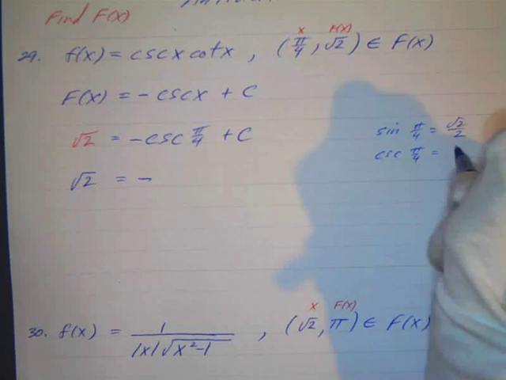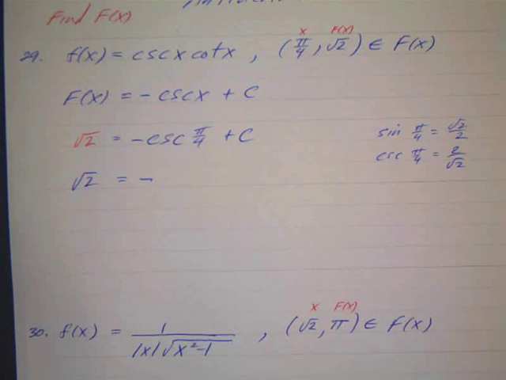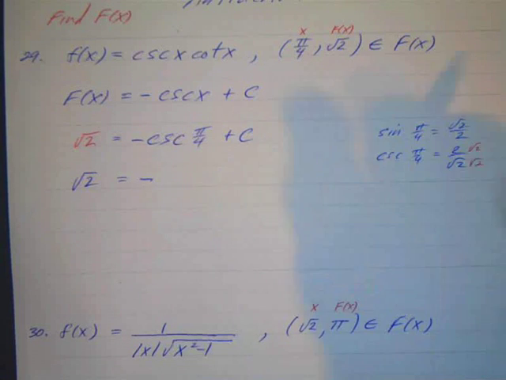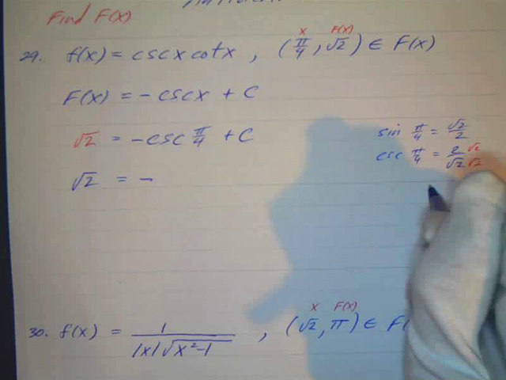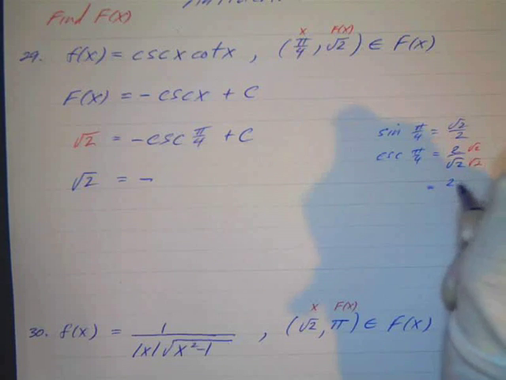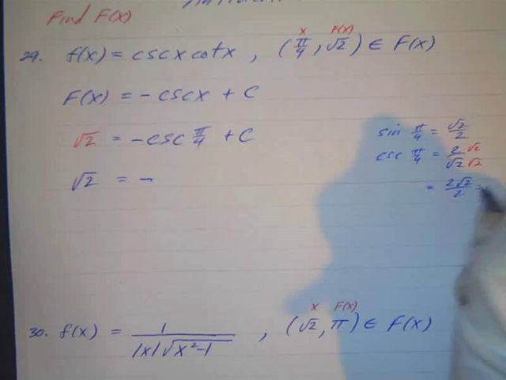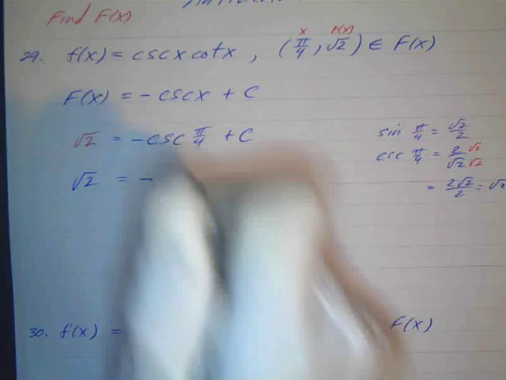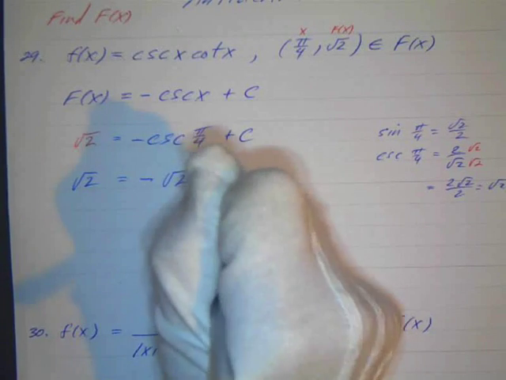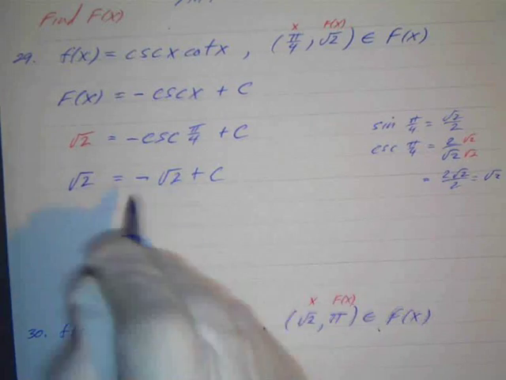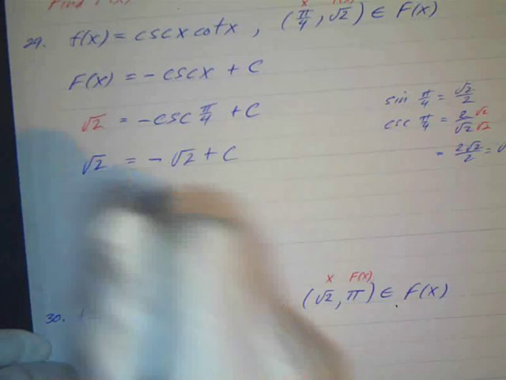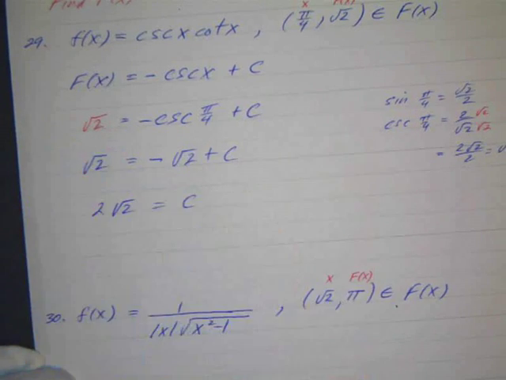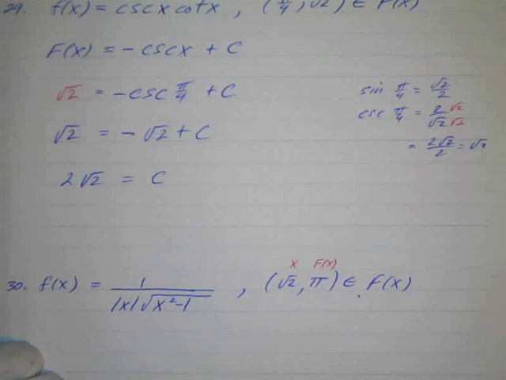So the cosecant is 1 over that, so that's just going to be the reciprocal, 2 over the square root of 2. And then if I rationalize that, so I multiply the top and the bottom by the square root of 2, we get 2 times the square root of 2 over 2, which is just the square root of 2. And then if I add the square root of 2 to both sides, I get 2 square roots of 2 equals c.